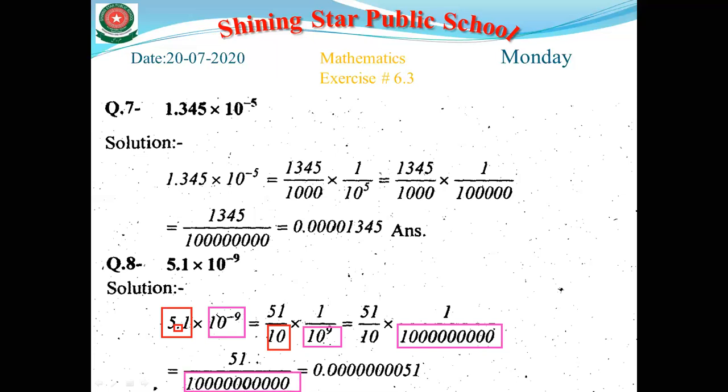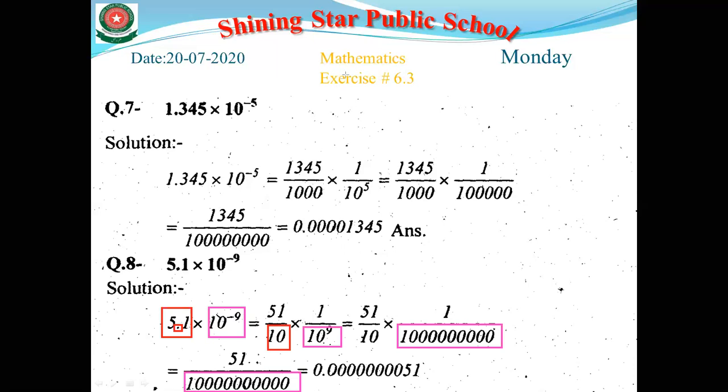Now when we divide 51 by 1 and 10 zeros, in the numerator we have 2 digits, so the remaining zeros are 8. So we write 8 zeros before the 51, and then we write the 51. So 0. then 8 zeros and then 51, which is your required answer of question number 8.